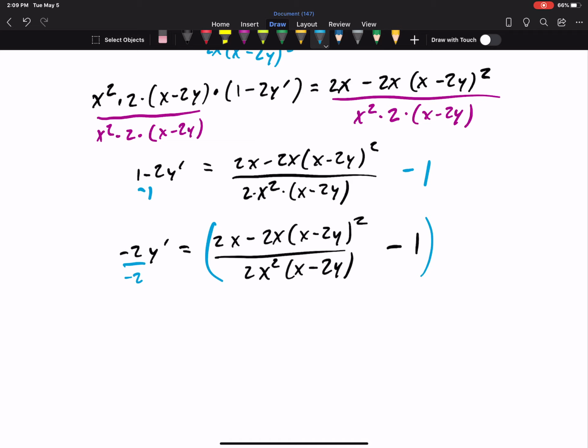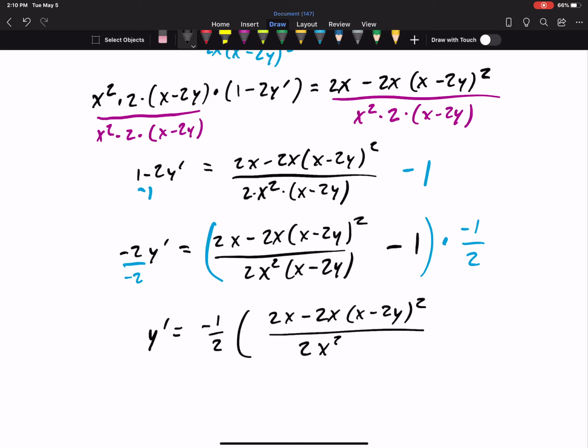So I'm going to put this in a giant parentheses and multiply by negative 1/2, which is the same thing as dividing by negative 2 in this case. So, final answer: y prime is equal to this massive nastiness. We have negative 1/2 times the quantity 2x minus 2x times x minus 2y squared, all over 2x squared times x minus 2y, minus 1, all inside these parentheses. And that is your final answer.